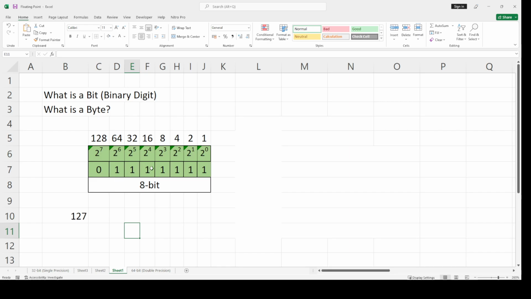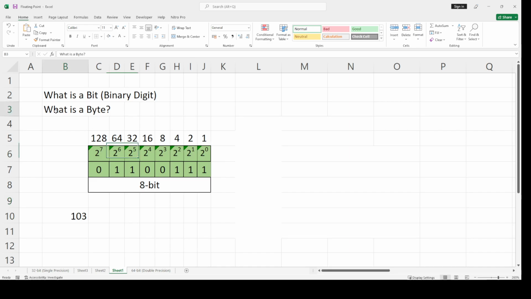So how about, sir, if I want 1101111? And that is why the answer is 111. If I turn this off, then 103. So as you can see here, 103 is our decimal system, while in the binary system, 103 is represented by 1100111. So this is what we call an 8-bit. This is what we call a binary digit, or simply called bits.